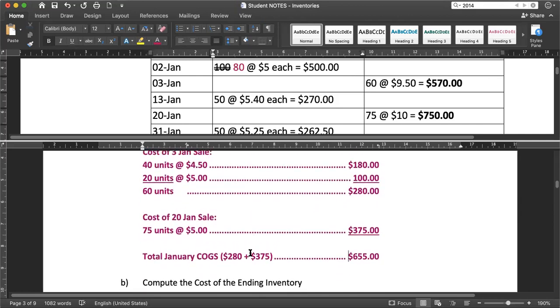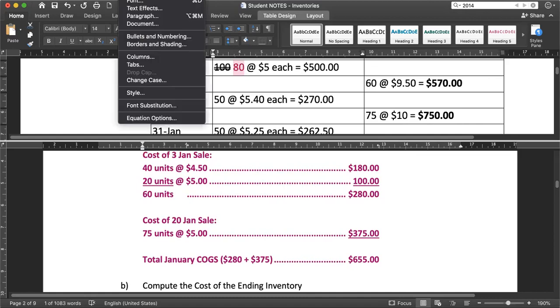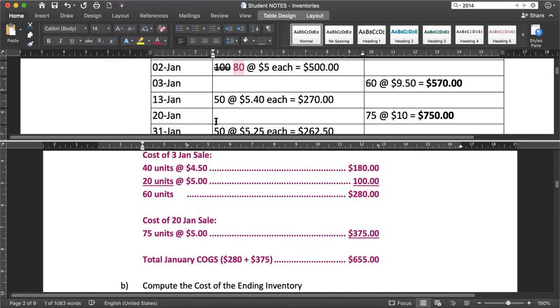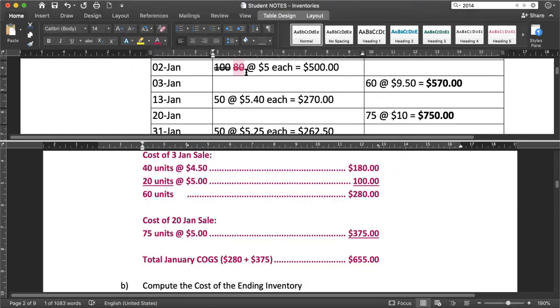Now, let's go back here. Of this 80 units that we had, we're going to remove then 75. All right, so now I'm going to put a double strike through on that number. And what's left then is going to be only 5 units.